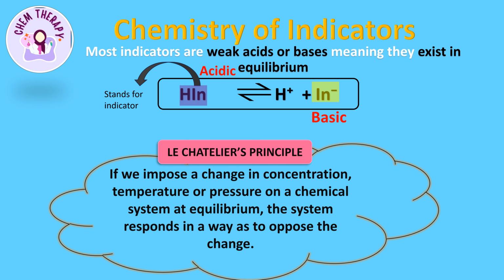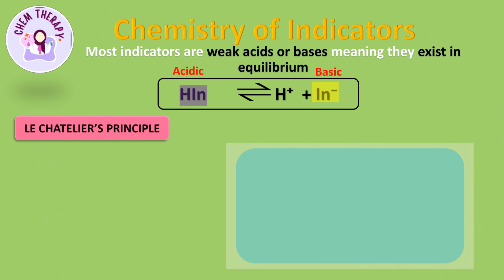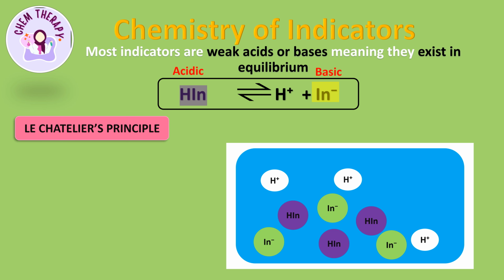We can explain how all indicators work through Le Chatelier's principle. According to this principle, if we impose a change in any condition on a chemical system at equilibrium, the equilibrium will shift to minimize the disturbance. Let's imagine we have a solution and we add some indicator into it. Currently, the indicator is in equilibrium with its ions.